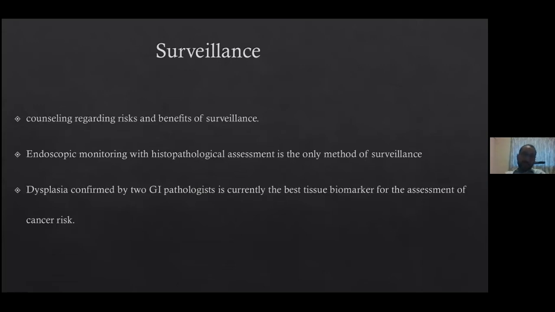Dysplasia confirmed by 2 GI pathologists is currently the best available biomarker for assessment of cancer risk. And the American College of Gastroenterology guideline defines a senior pathologist as one who has seen more than 100 Barrett esophagus patients, endoscopically. Oh sorry, histologically.